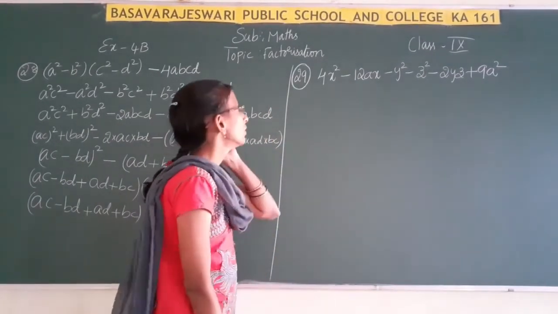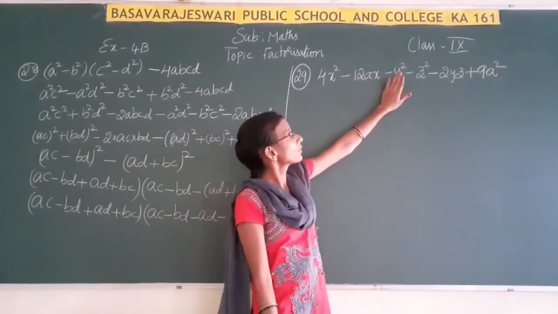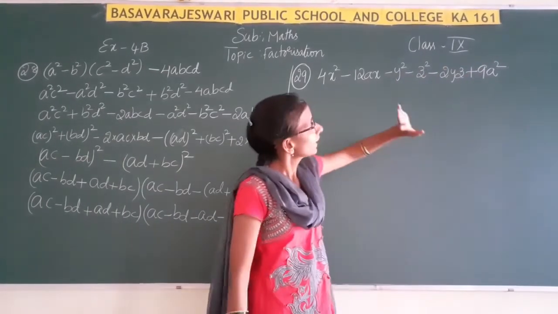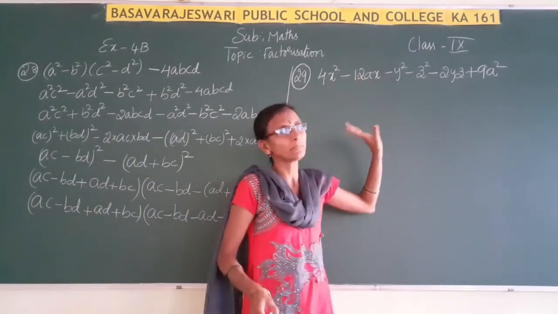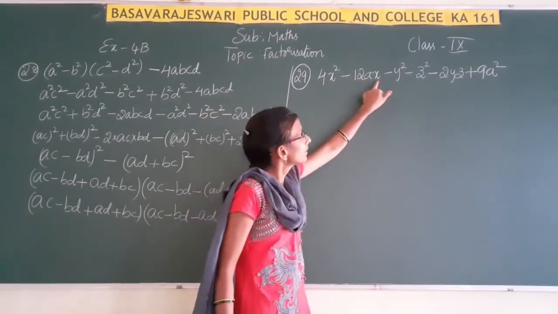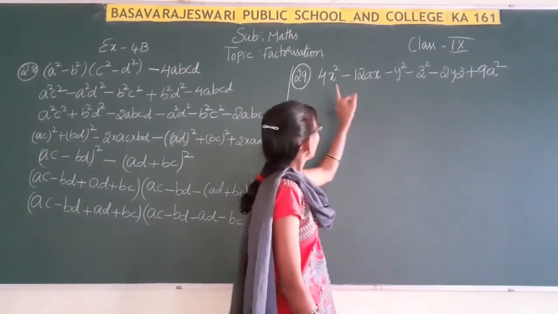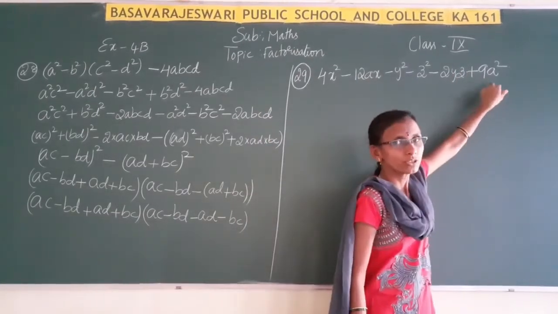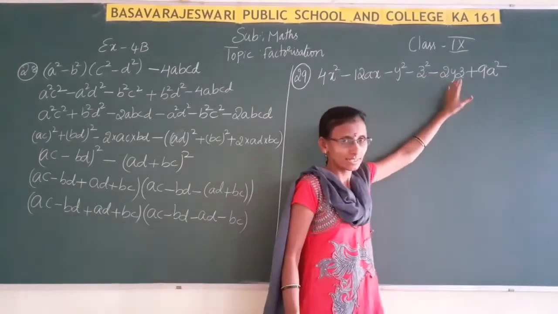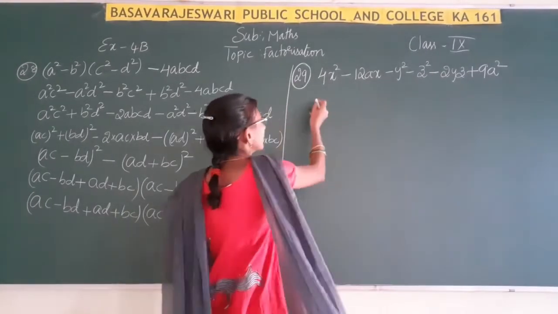Okay, now look at this expression: 4x square minus 12ax minus y square minus z square minus 2yz plus 9a square. According to the variables we will make groups. We see x, ax, a; these three terms we will take as one group. Then y, z, yz; these three as one group. According to that, I am arranging the terms here.